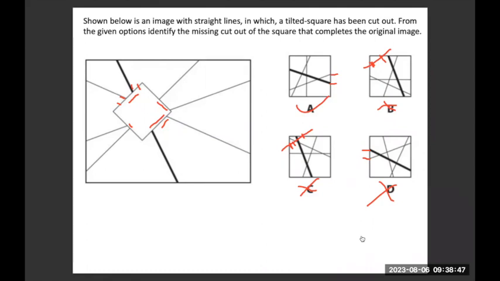Any doubts anybody has? I'm not sure how many of you got A, but if you got A, your answer is correct. All right. We'll move to the next one then.